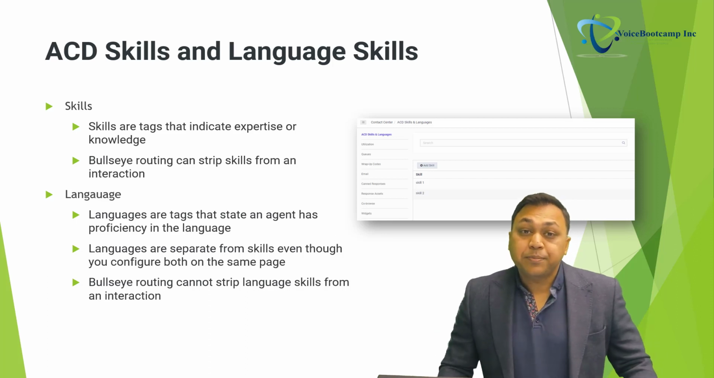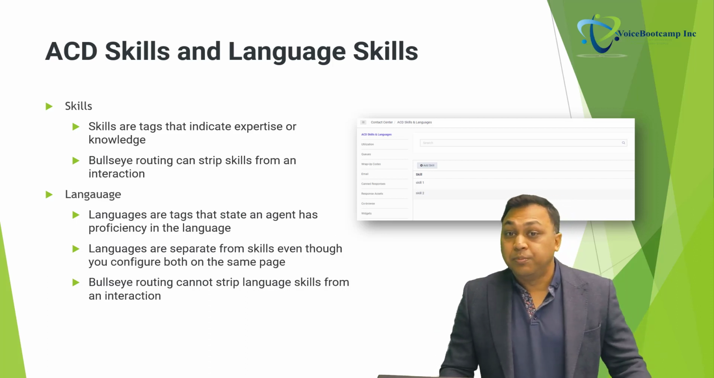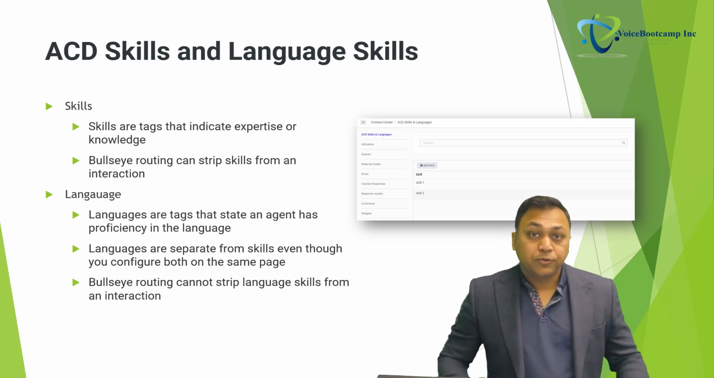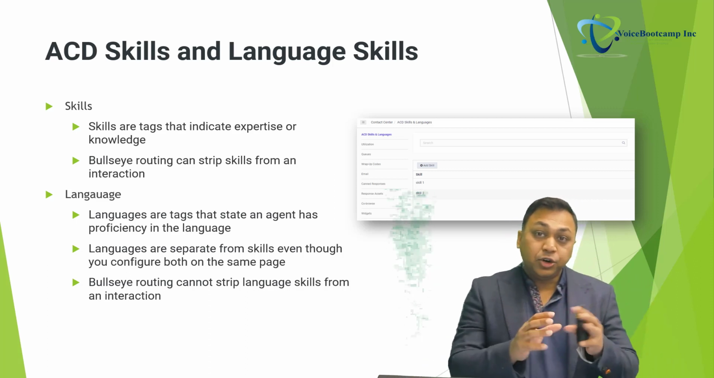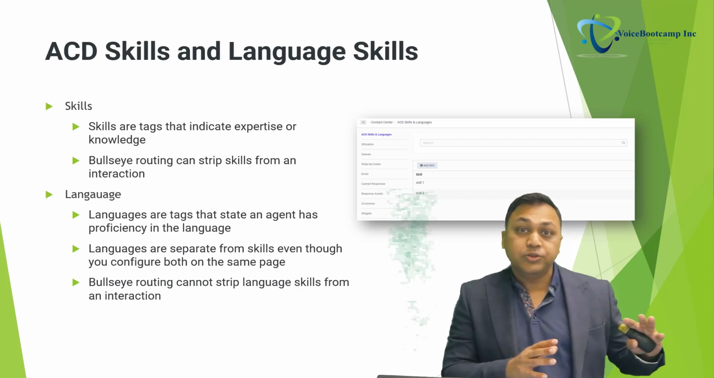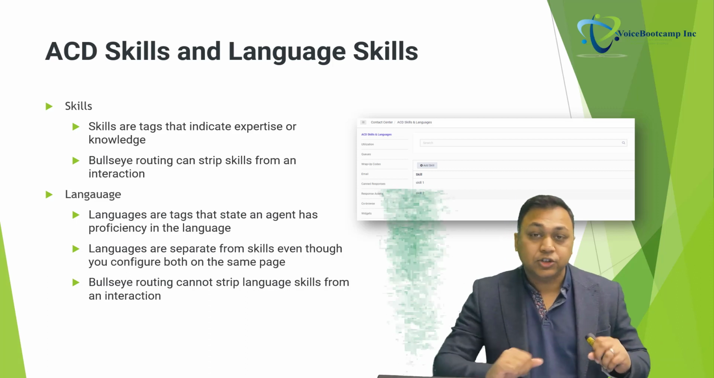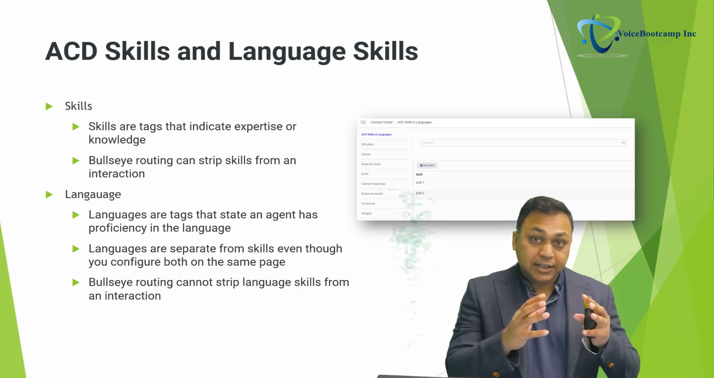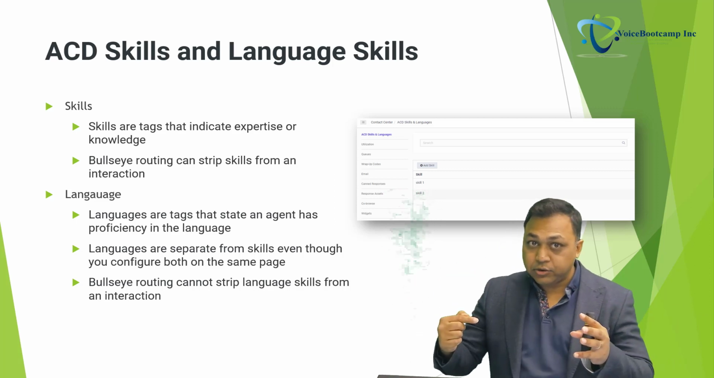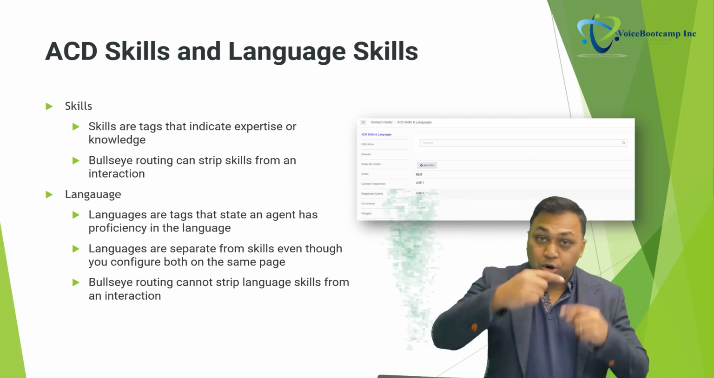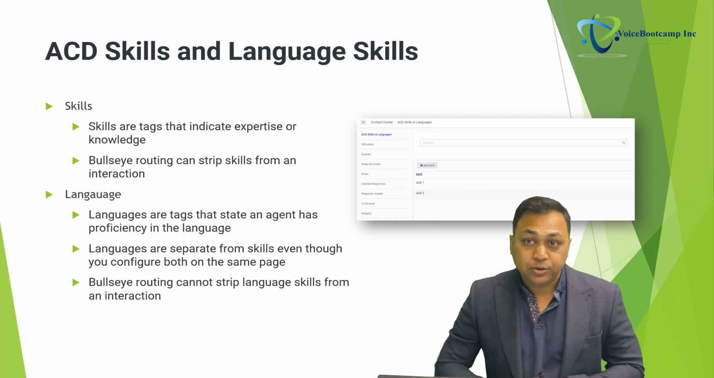Languages are separate from skills, even though you can configure both on the same page. Languages are used to filter the agents before calculating the score. So first it is going to filter all the agents by language and not even bother with people who speak French. No disrespect to the French, but it will simply ignore them. It will take all the English-speaking agents based on their English language selection, and then go on to calculate the score among those agents within the English language parameter.